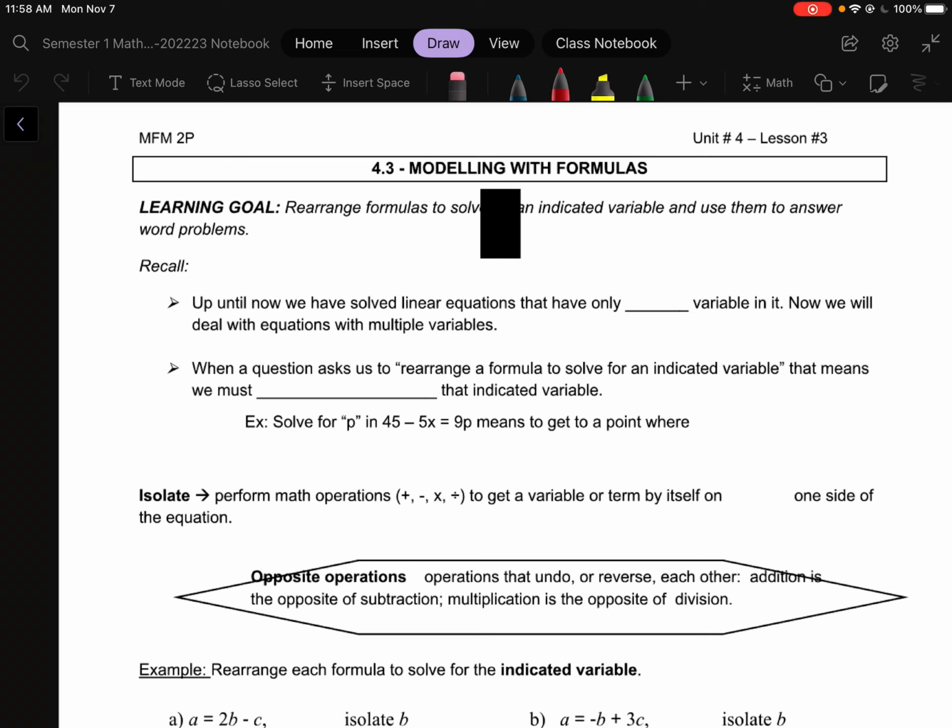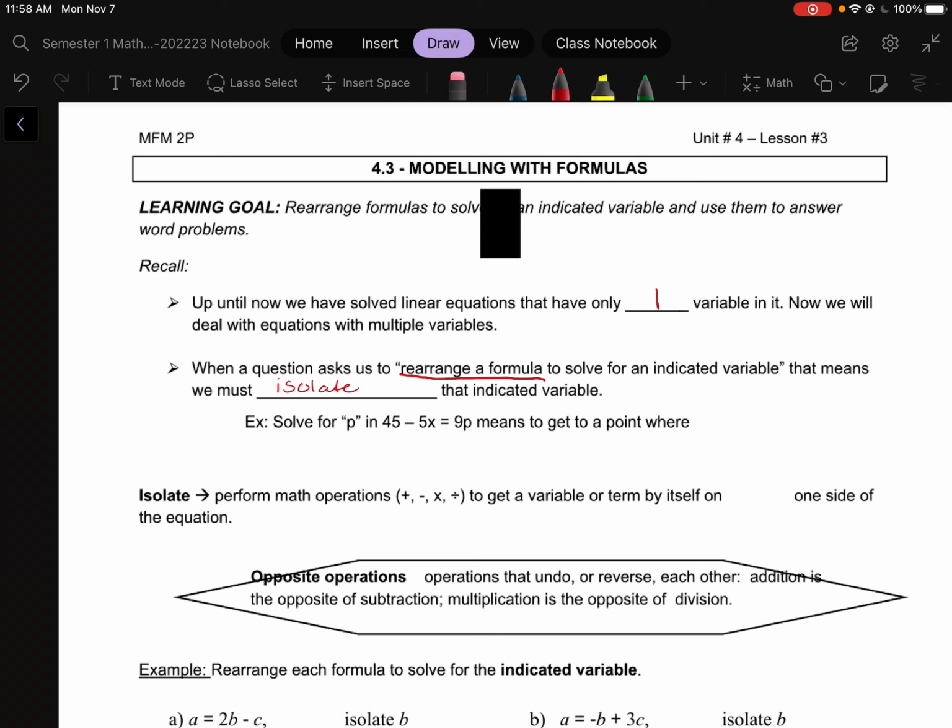So remember a few things that we're going to recall. Up until now, we have looked at solving linear equations that only have one variable in it, and now we're going to deal with equations that have multiple variables. When a question asks us to rearrange a formula to solve for an indicated variable, that means that we have to isolate in order to find that indicated variable.